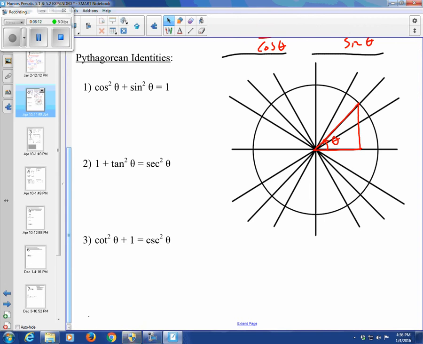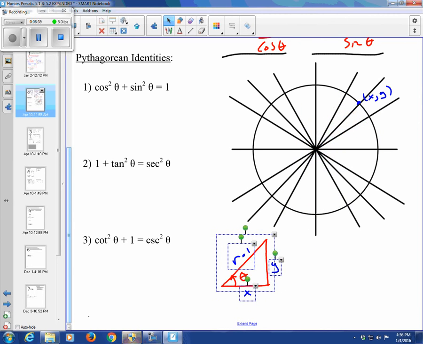Well, right here, I know that the opposite side is going to be y. I know the adjacent side is going to be some x, right? For some ordered pair we have as x, y on the perimeter of the unit circle. And I can say that the hypotenuse of this reference triangle is going to be r, which we know to be of length 1, right? So let's take this reference triangle and bring it down, take a look at it.